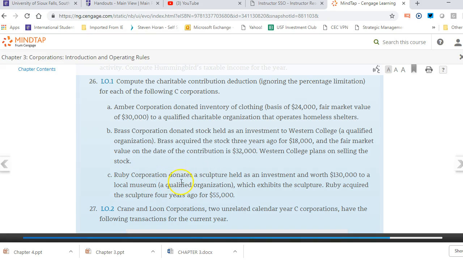The last one, C: Ruby Corp donates a sculpture held as an investment worth $130,000 to a local museum, a nonprofit, a qualified organization, which exhibits the sculpture. Ruby acquired the sculpture 4 years ago for $55,000. So the question then is, what's the amount of the charitable contribution deduction that they can take? The answer is the full amount, $130,000. Again, this is a capital gain property, just like the stock. So again, we can use fair market value.